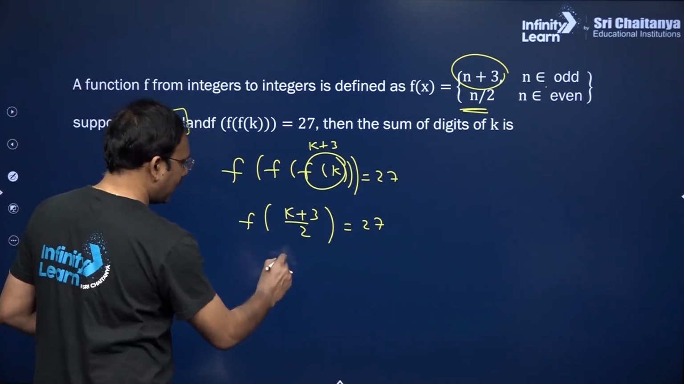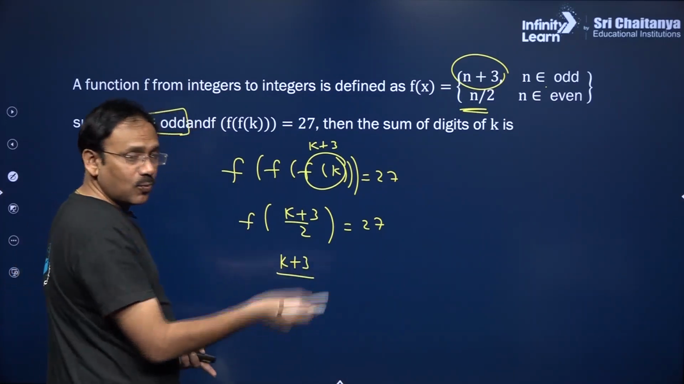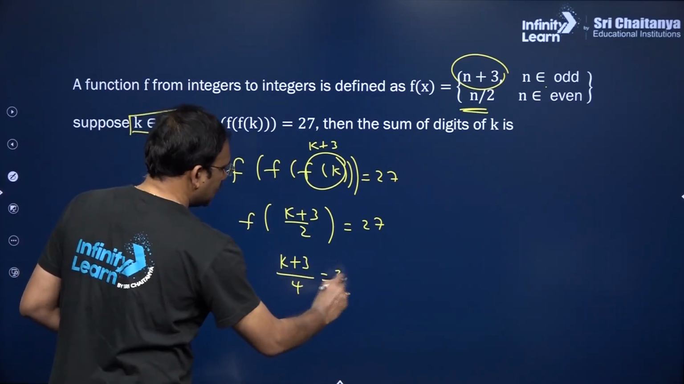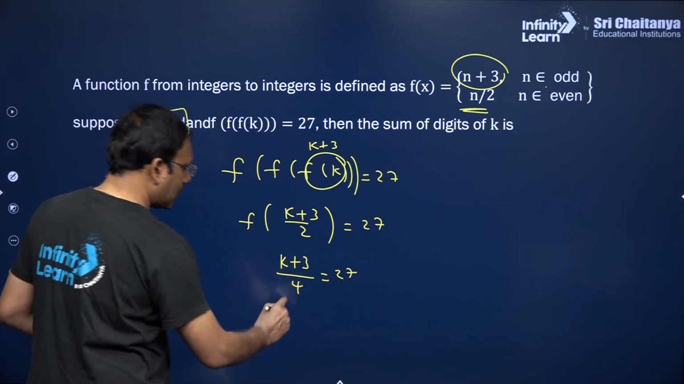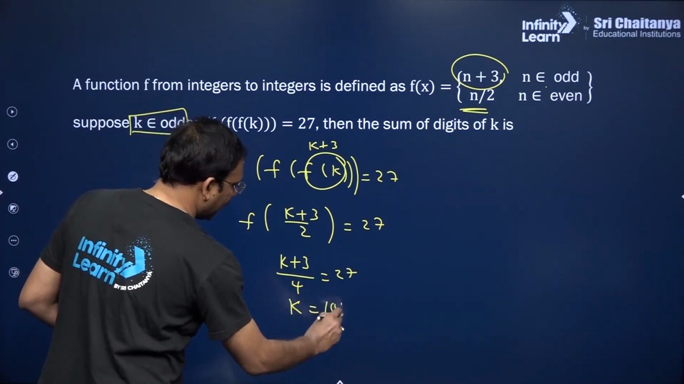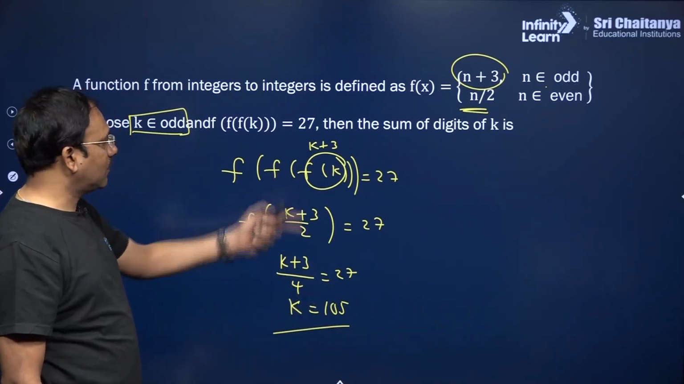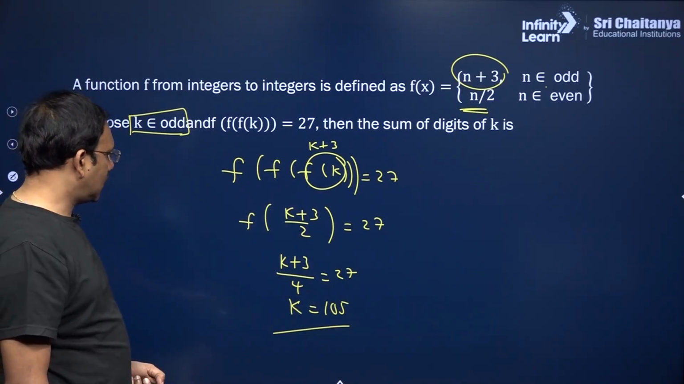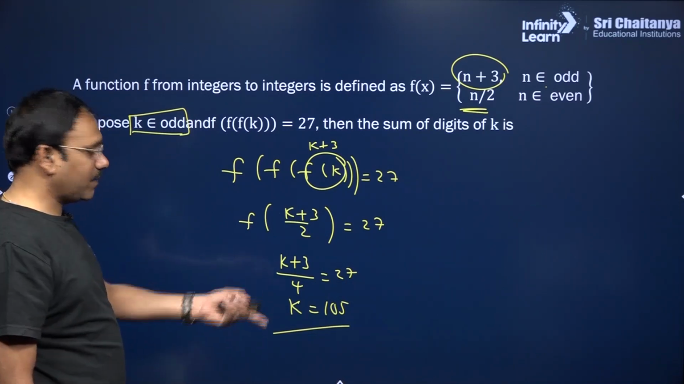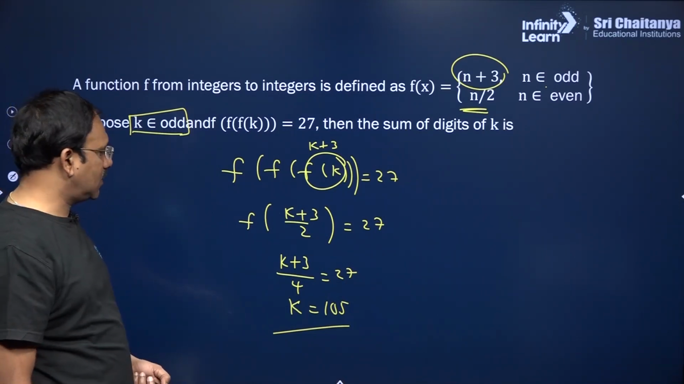If this is even, my dear friends, k plus 3 by 2 will become k plus 3 by 4 is 27, which gives k is equal to 105. Here you see k is odd, perfect, and the sum of the digits of this is going to be 1 plus 0 plus 5, which is 6.